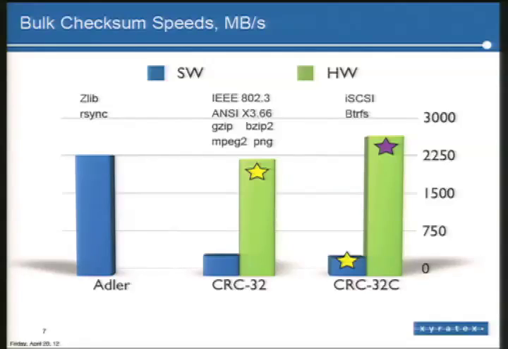So these are now going about as fast as the Adler checksum, so that should show some benefit for people who are trying to stay away from the CRC32 stuff because of the speed.